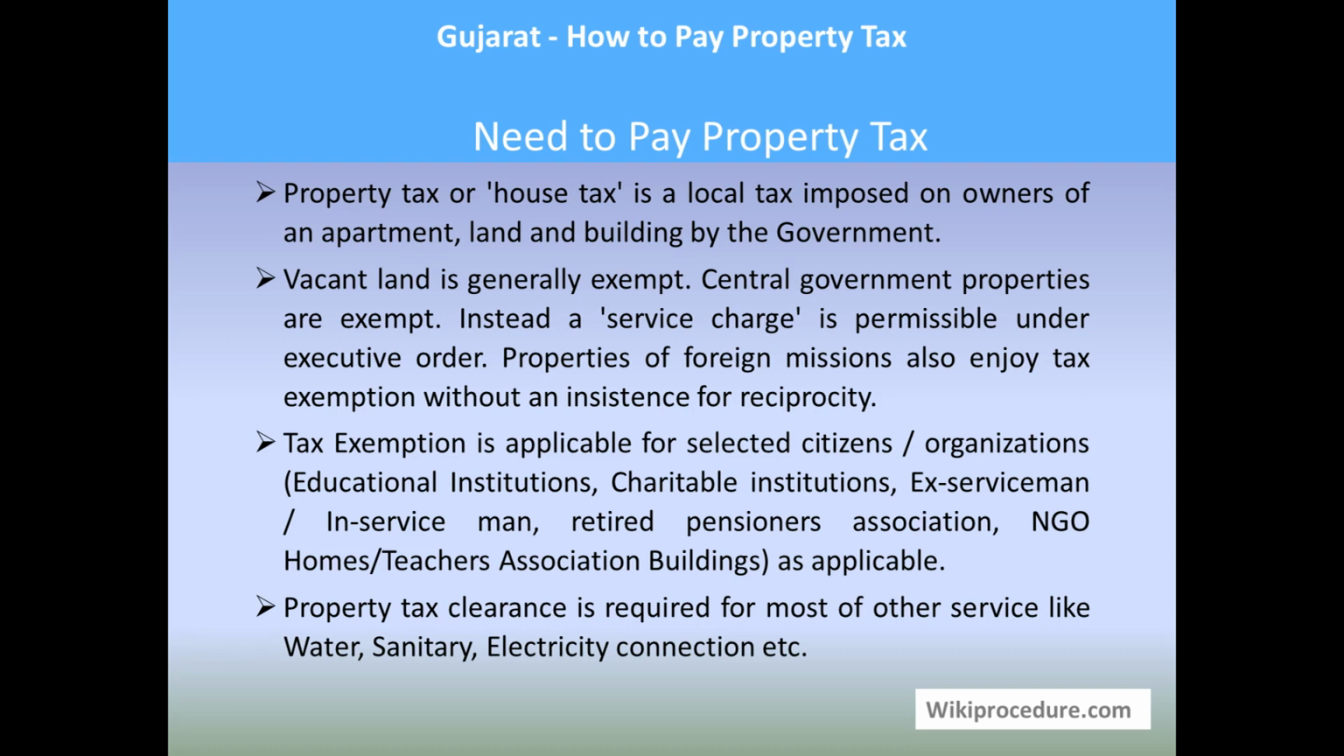Tax exemption is applicable for selected citizens as well as organizations including educational institutions, charitable institutions, ex-servicemen, in-servicemen, retired pensioners' association, NGO homes, teachers' association buildings as applicable for tax exemptions. Property tax clearance is required for most of the services from the state government like water connection, sanitary and electricity connections.